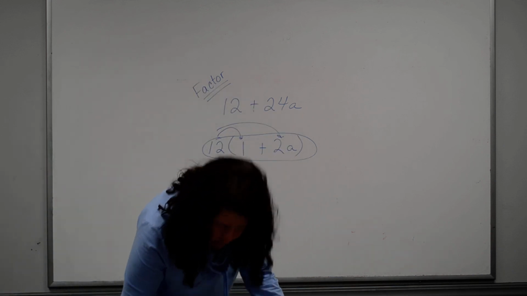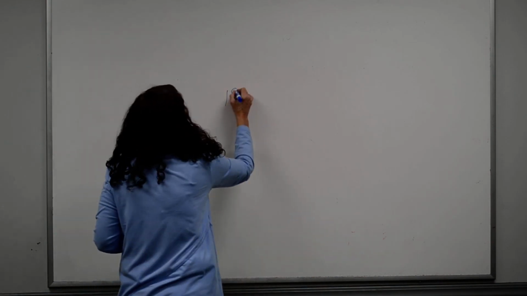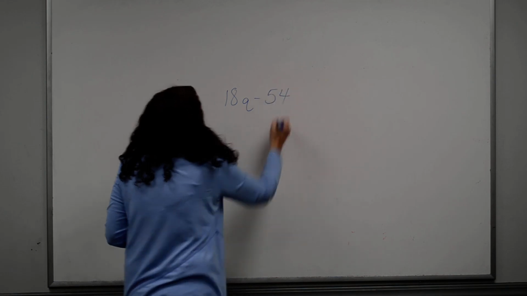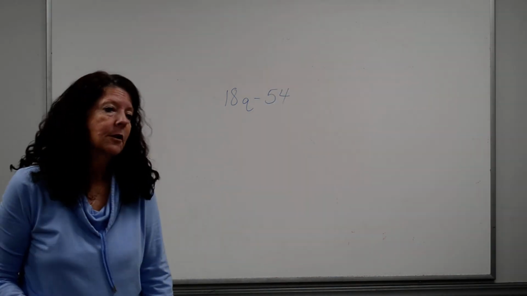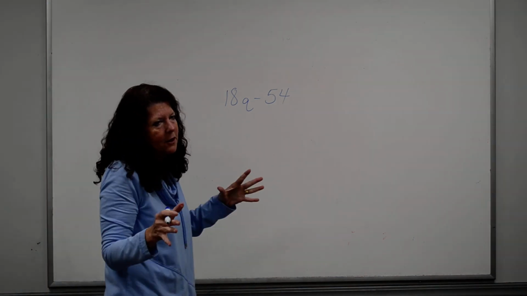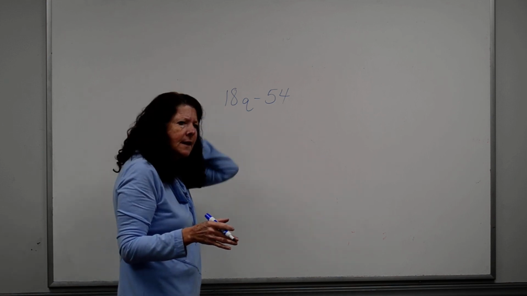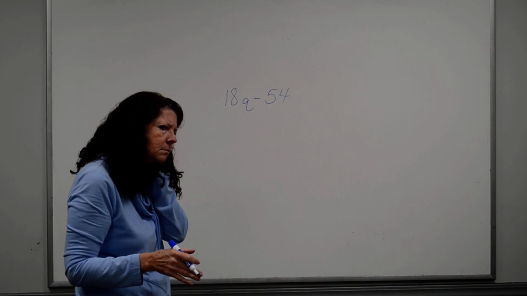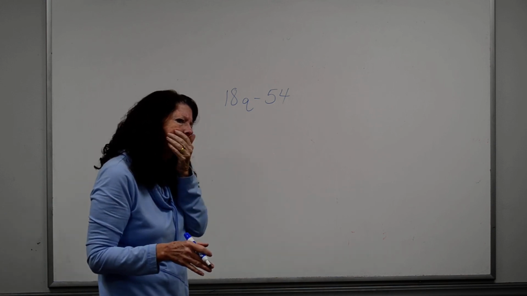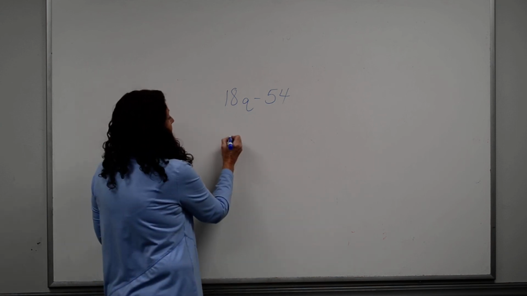What about, let's do another one. Say I have that, and it says factor. Okay? Now, you can do a factor tree and find the greatest common factor. Or, find something that goes into both 18 and 54 for me. 9? Is that what you said? Yeah. Okay, so let's put the 9 out here.